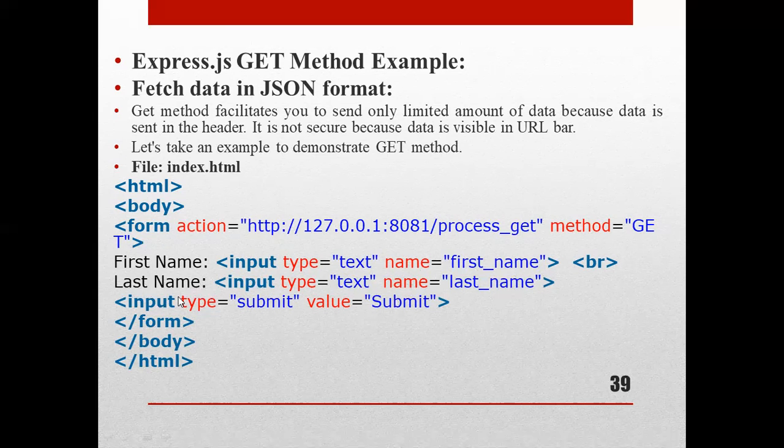Here we have one button for submit, with input type equal to submit and value equal to submit, and then we close the form tag, then the body tag, and simply end with the HTML tag. This is a simple file with the first name and last name that we are going to submit by using the get request method. This is the HTML file.